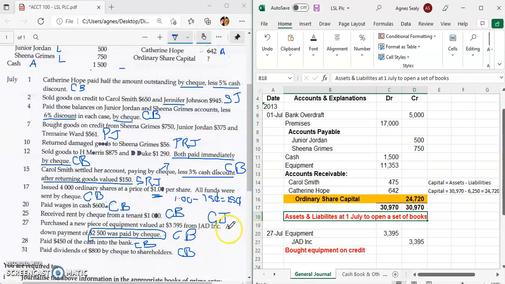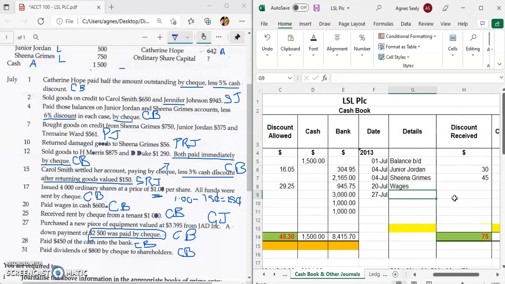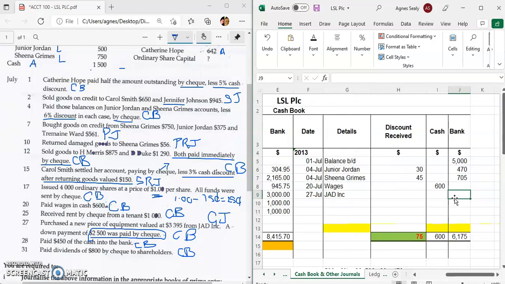And then they said a down payment of $2,500 was paid by check. So we can record this payment to JAD Inc. by check. So we go to the cash book, and on the 27th of July, we say JAD Inc. and we put the $2,500 under the bank column.